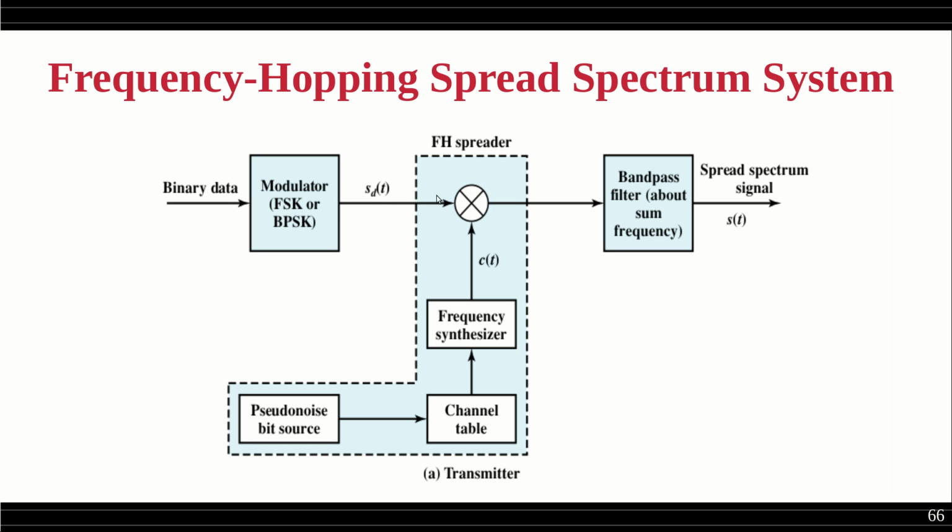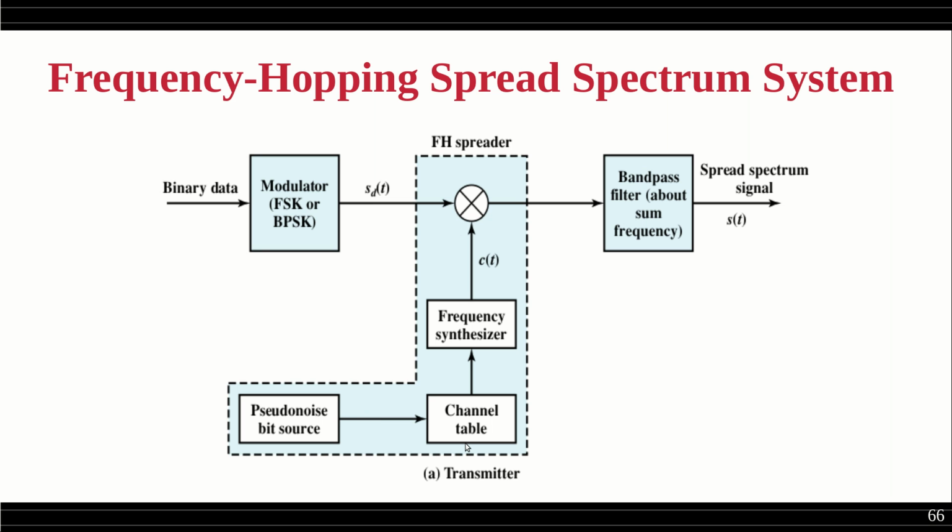So we need the analog signal as input to our frequency hopping spreader that we already saw. And now the pseudo noise bit source, or the pseudo random number generator, or the pseudo noise generator, we use different terminology for this, will generate a number, like 1 2 3 4.